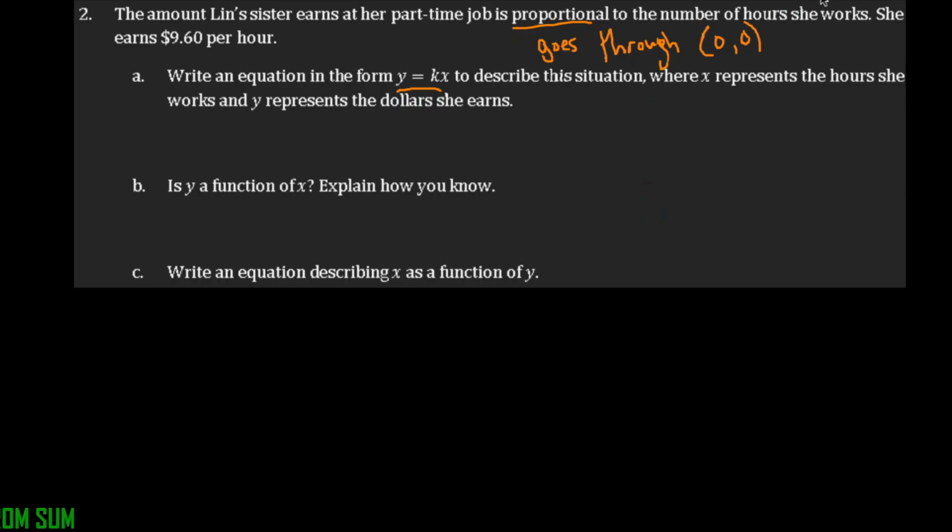So it's proportional to the number of hours she works, and she earns $9.60 per hour. Part 8 says write the equation in the form y equals kx to describe the situation where x represents the hours she works and y represents the dollars she earns. So for this one, real easy, we're going to say y equals the amount that she earns, so $9.60 for every hour.